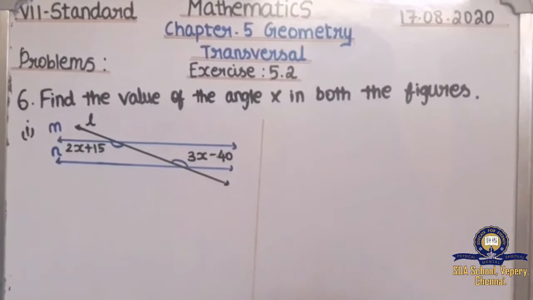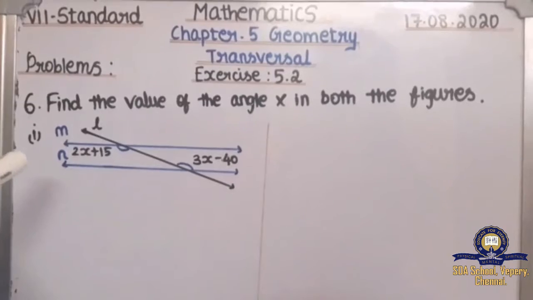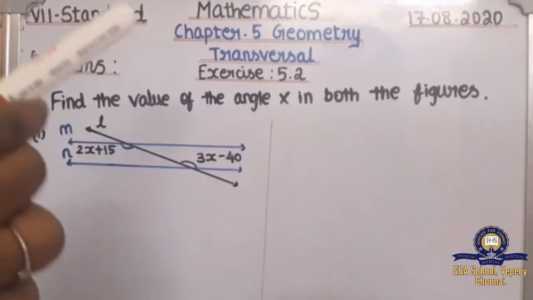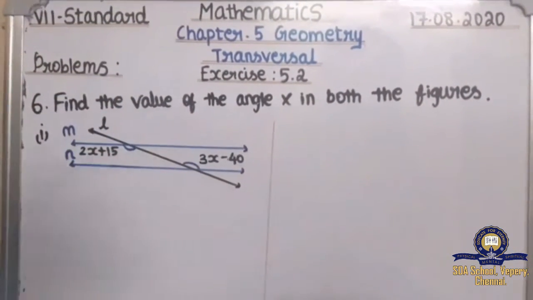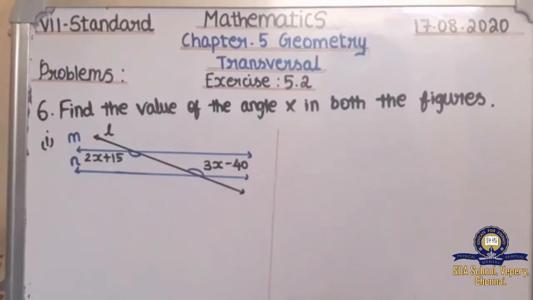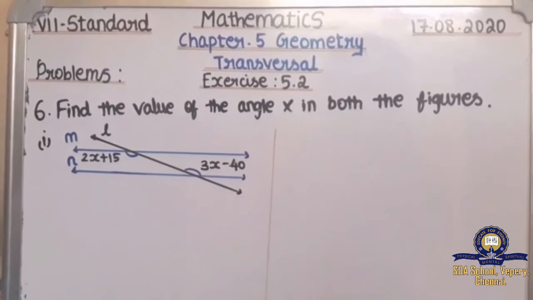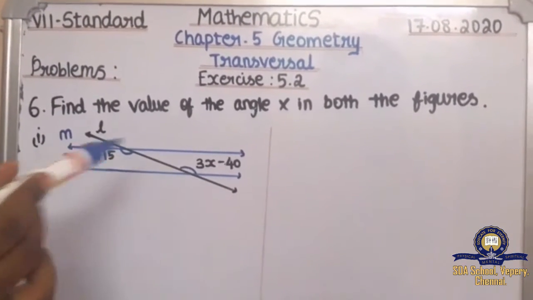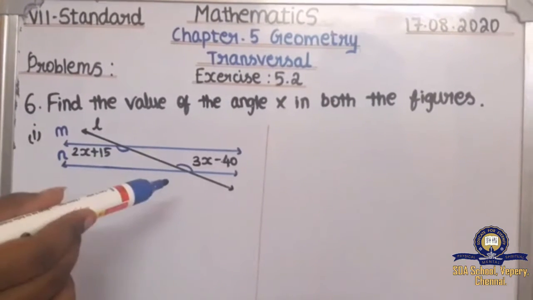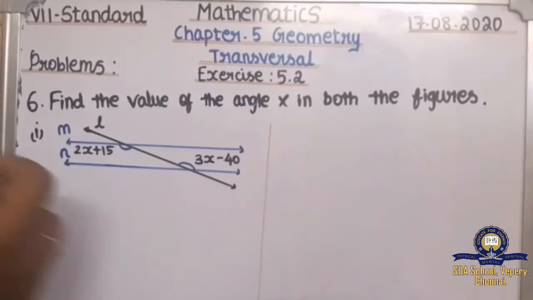Now we move on to our next problem. Here the problem given is: find the value of angle X in both the figures. So here first we take the first figure. In this, how do the lines M and N look like? The M and N are parallel lines. And how does L look like? L is known as the transversal.